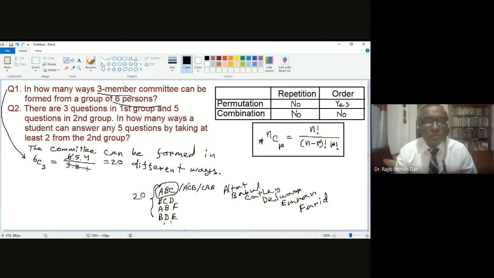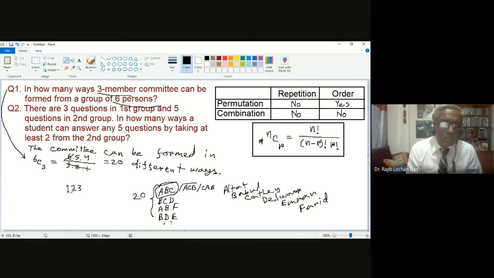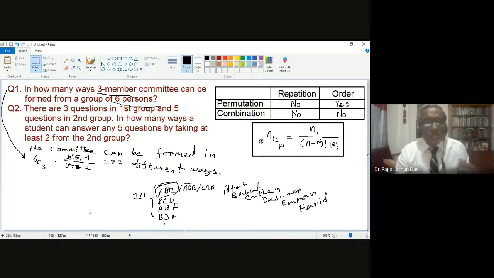So in permutation, ABC and ACB are not the same thing. They are different. I mean, if you write a number like 123, this is one number. And if you change the order, if you write 213, that will be a different number. It is not the same number. If you write 312, that will be a different number. So if you change the serial, it is different. That is permutation. But if you change the order and there is no difference, it is combination.